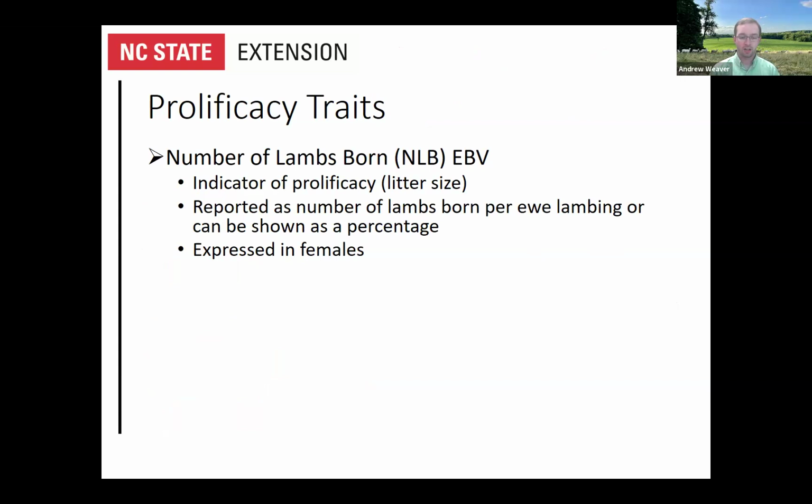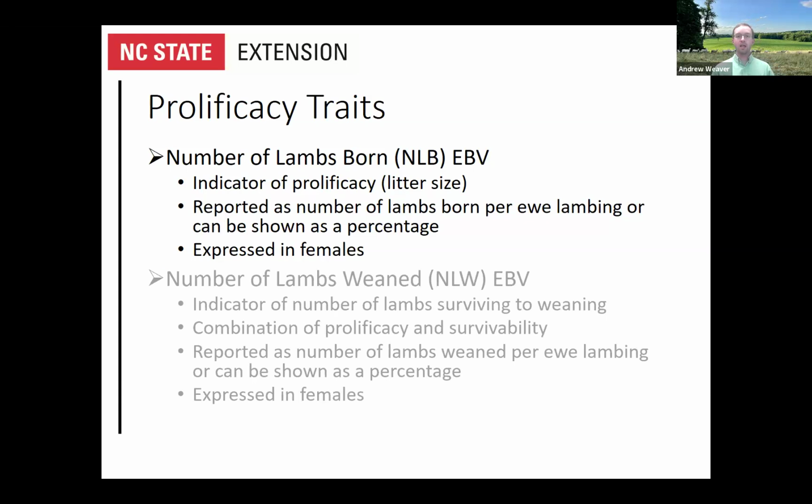If you print out your individual listing that you get back from Sheep Genetics, it's listed there as a percentage. I tend to think of it as a percentage, but you can think about it either way, whichever way your mind works. It is a trait that's expressed in our females, but certainly the EBV is available in our rams. In our males, we can use that trait as a predictor of how well their daughters are going to perform.